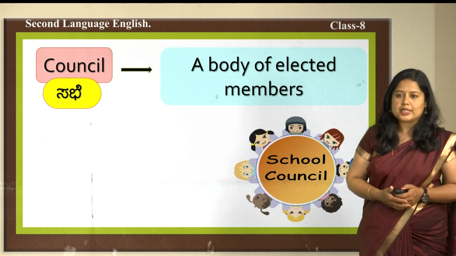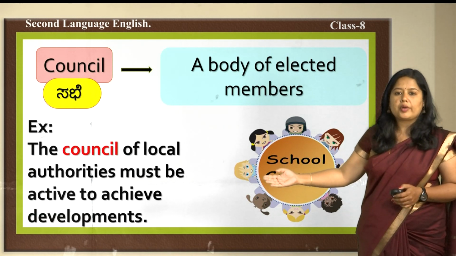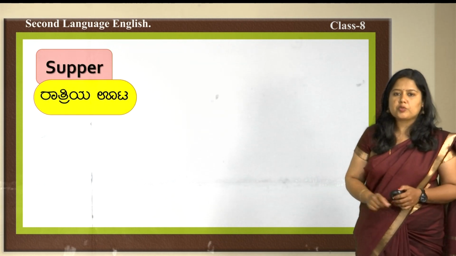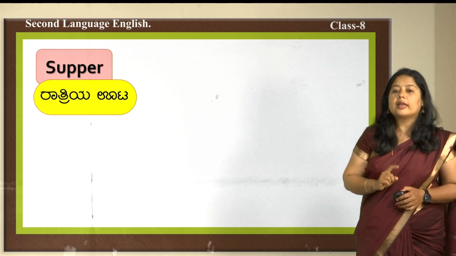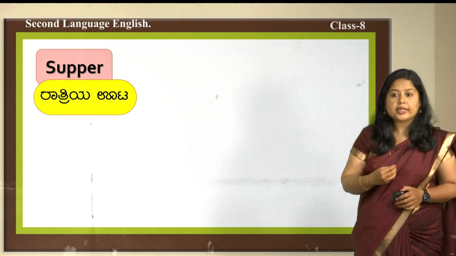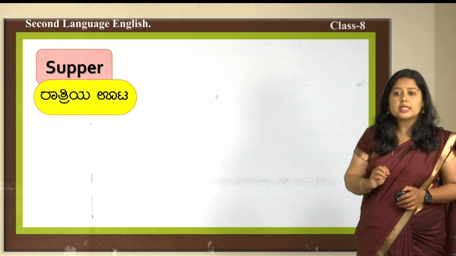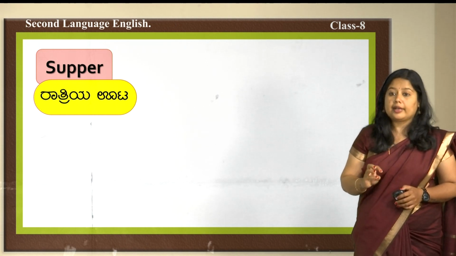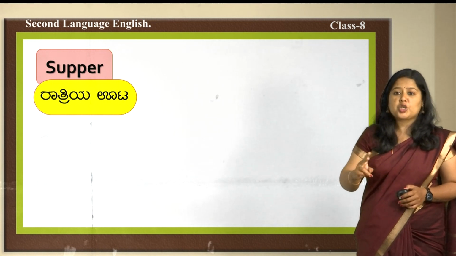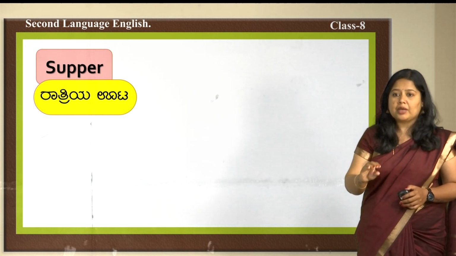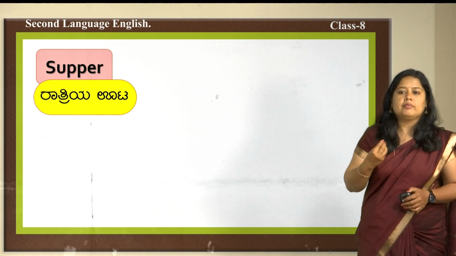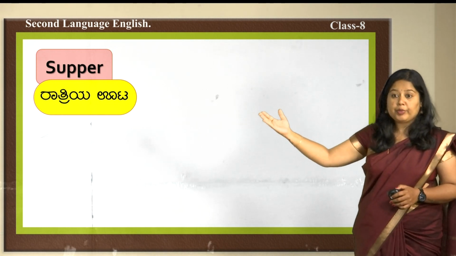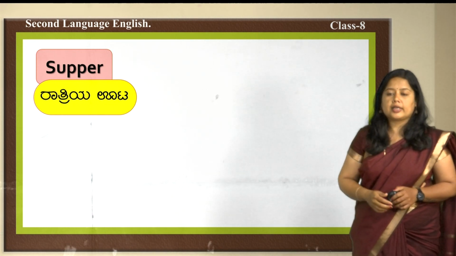How are we going to use it in a sentence? The council of local authorities must be active to achieve developments. Let us move on to the next word, supper. Children, there are 3 types of food intake that we majorly note as breakfast, lunch and dinner. Breakfast tindi, lunch uta, dinner ratri uta. In between lunch and dinner, there is an evening time where we munch some snacks or some light food we take. That is called supper, before dinner. That is supper, ratriya uta.